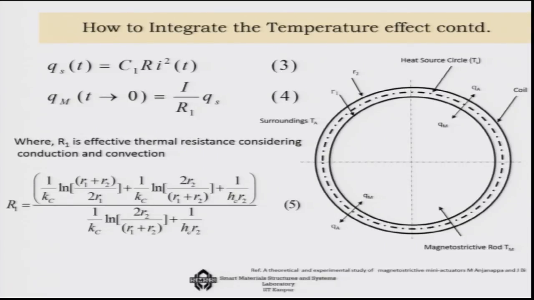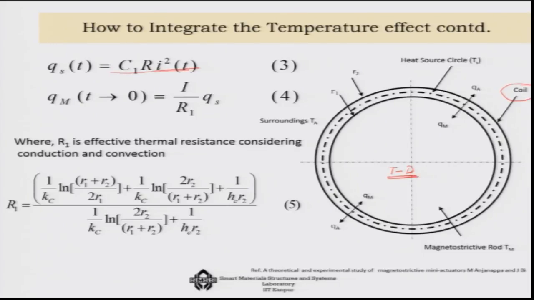That is happening because I have a coil, if you imagine that this is the coil part of it, and the coil is passing a current I. So, because of which there is an I square R effect that is coming into the picture, multiplied by a suitable material constant. What is the heat flow in the magnetostrictive material? Because this is our magnetostrictive material, right? This is our terminal D rod, let us say.